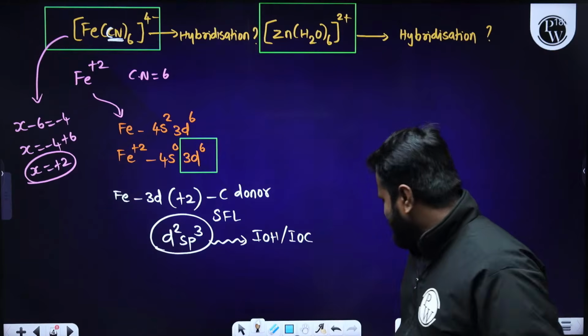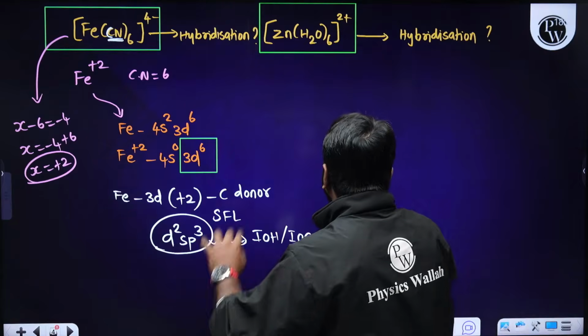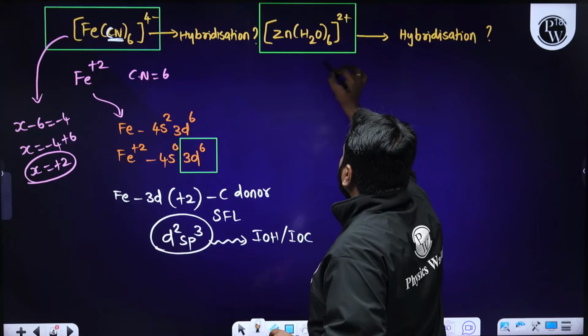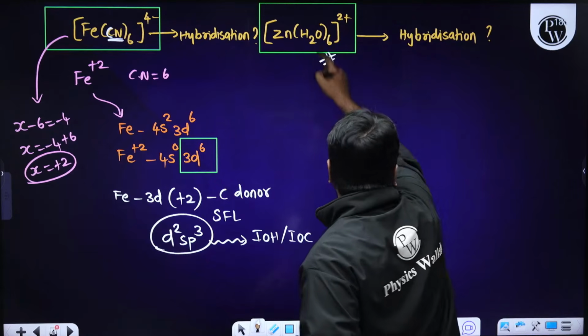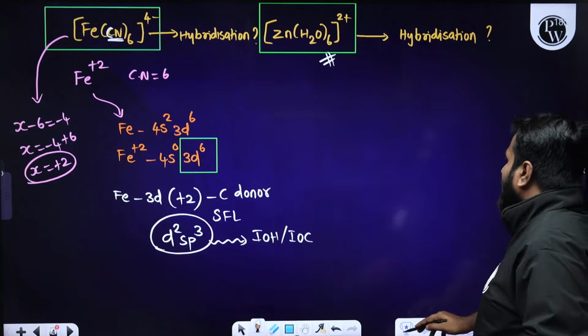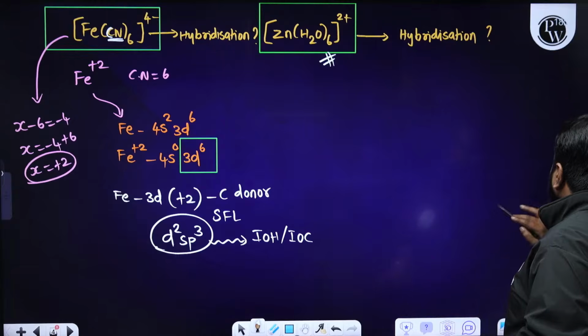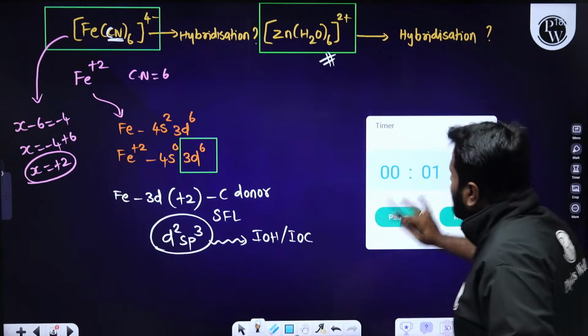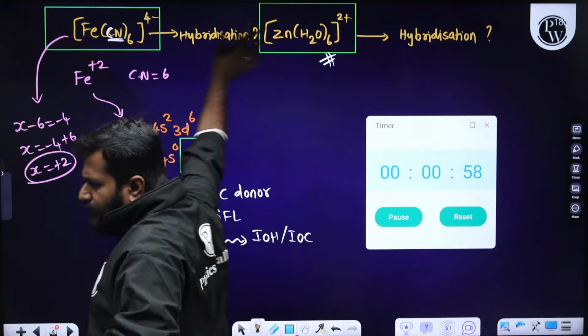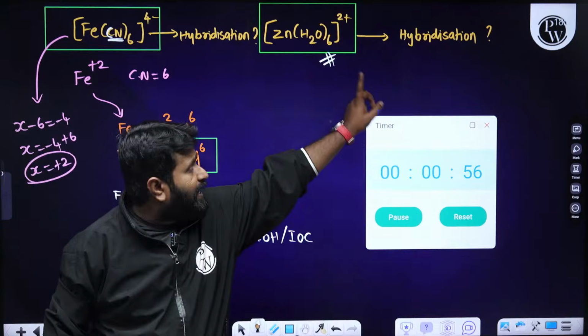Now tell me, let me give 30 seconds time. Calculate hybridization for this second complex and let me know the answer. No need of 30 seconds, let me give 1 minute time. Calculate the hybridization of this particular complex and let me know the answer quickly.